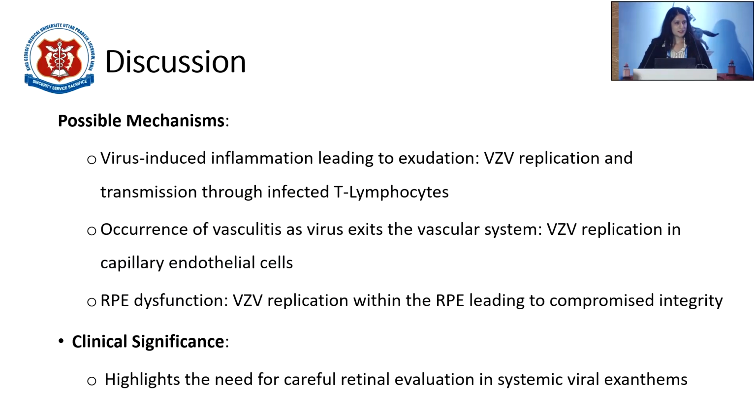The possible mechanism of the transient isolated macular serous detachment that we see can be explained by varicella zoster virus replication at various levels. When the virus replicates inside the infected T lymphocytes, they can lead to inflammation leading to exudation. It can cause replication in the capillary endothelial cells, and when the virus exits the vascular system, it can lead to vasculitis. The replication in the RPE can lead to compromised integrity of the outer blood-retinal barrier, leading again to exudation and the serous macular detachment.